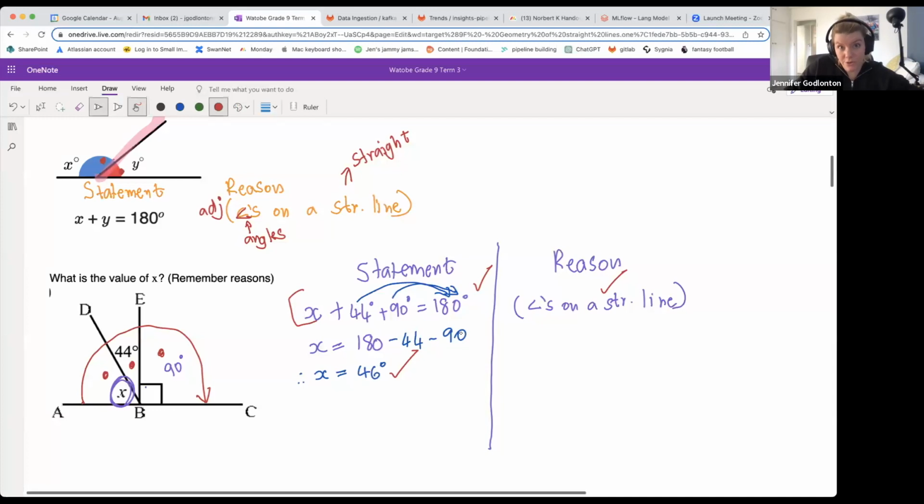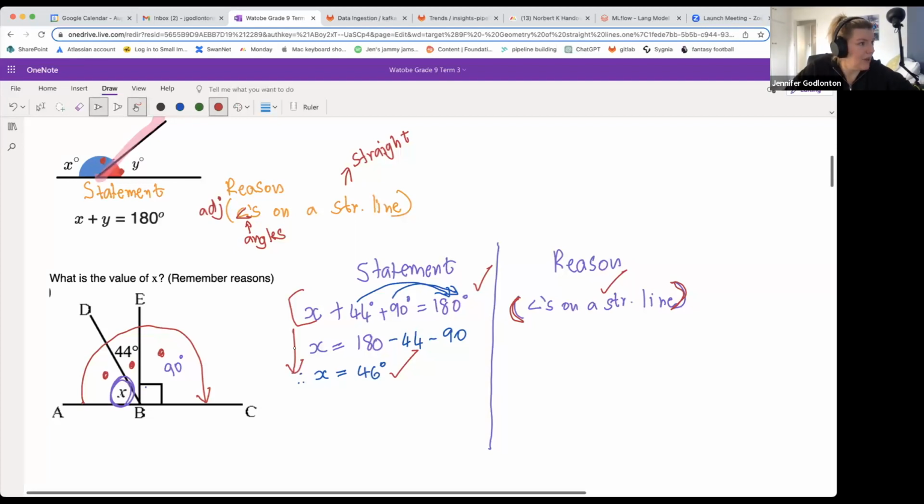Now, the reason we know that they have to equal 180 is because when we have adjacent angles on a straight line, it always equals 180. So that reason is going to go with that logic that we've used for our statement. And then this part over here is just calculating our equation.